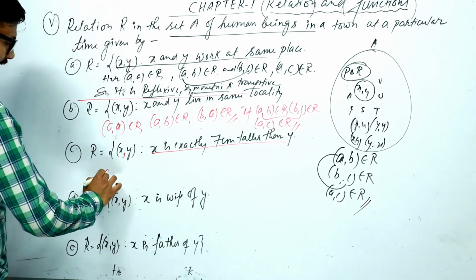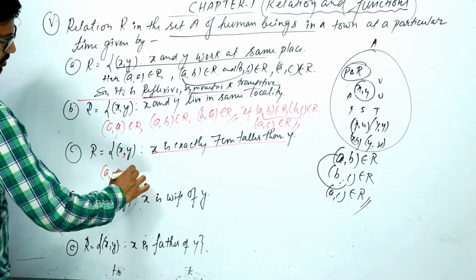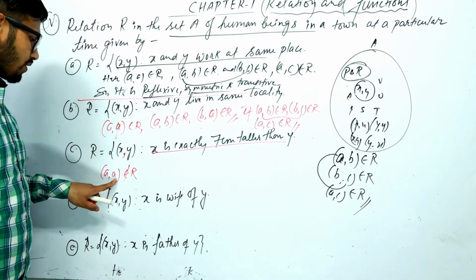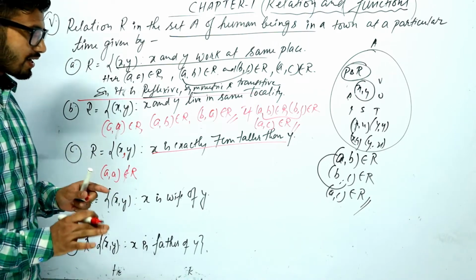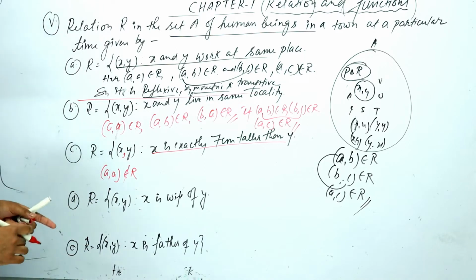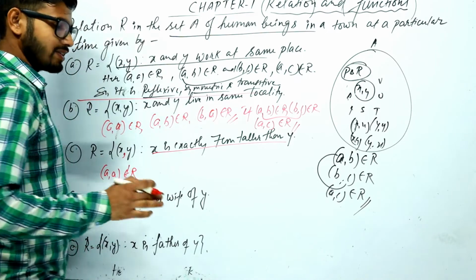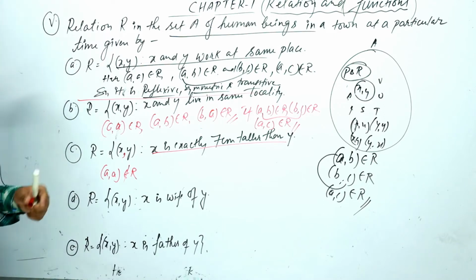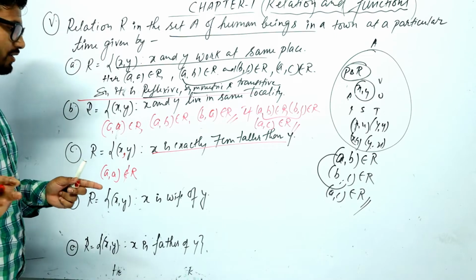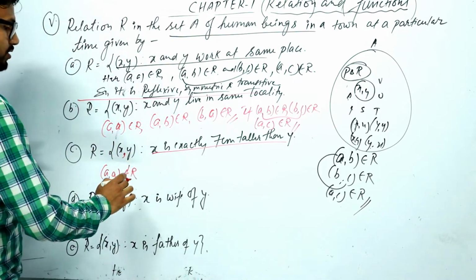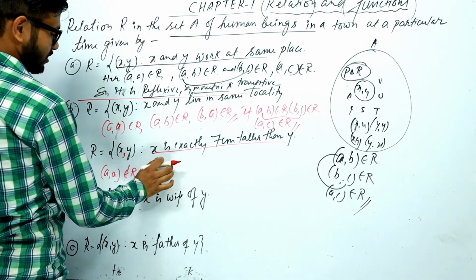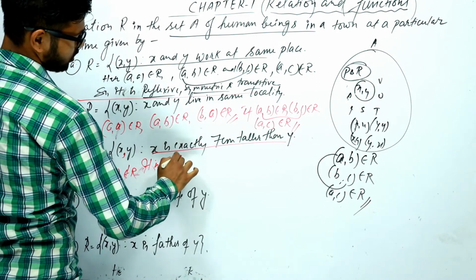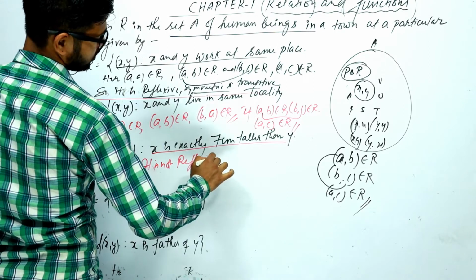Consider, can I say that a comma a belong to R? No, obviously not. Why? Because if you subtract a minus a, will you get 7? मतलब कि if I subtract my height with my height, can I get 7 less than my height? Are you getting what I am saying? No, absolutely not. So it is not reflexive.